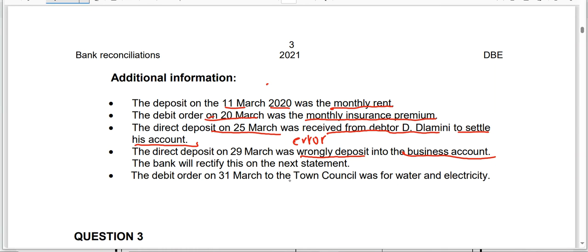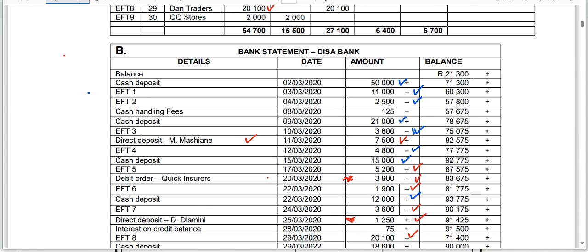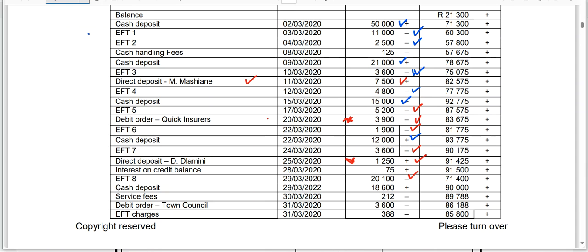Okay, so we are going to go to the 29th of March. So let's go there quickly and check. Now if you look at this, you'd realize that on the 29th of March we had a deposit of 18,600, meaning that this increased our money. You can see we moved from 71,400 to 90,000. So this increased our money. It was increased, so therefore we must cancel it by reducing it. Okay, so we are going to go there and do that.